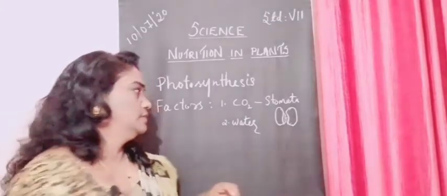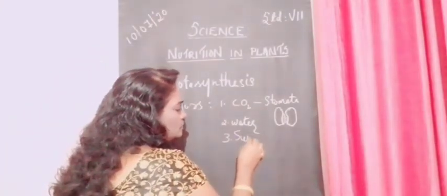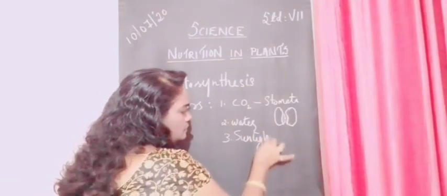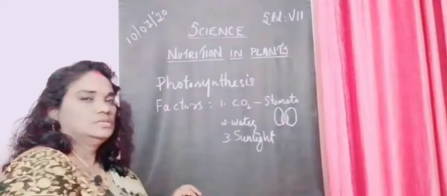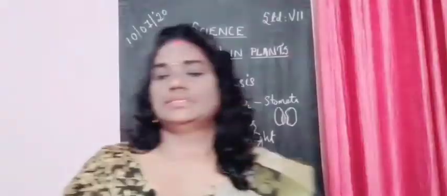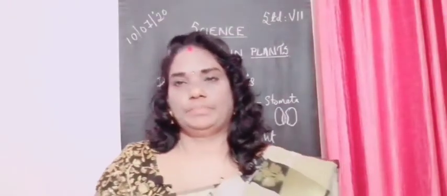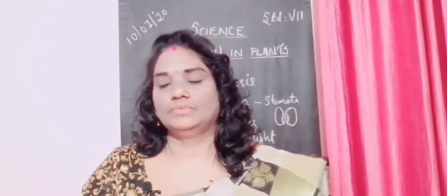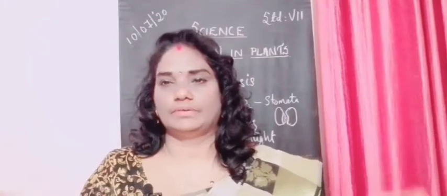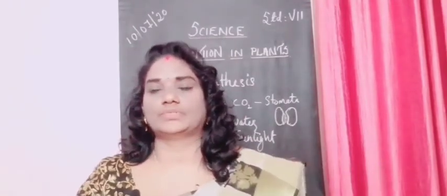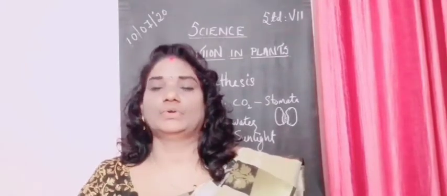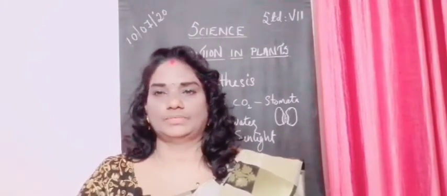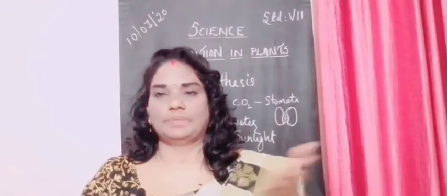Now the next factor is sunlight. Plants require what? Sunlight. Plants require sunlight to prepare food. And from where are they getting sunlight? We know sunlight is there everywhere. The light that comes from the sun and reaches the earth is called what? Sunlight. So plants absorb sunlight through various parts of their body.